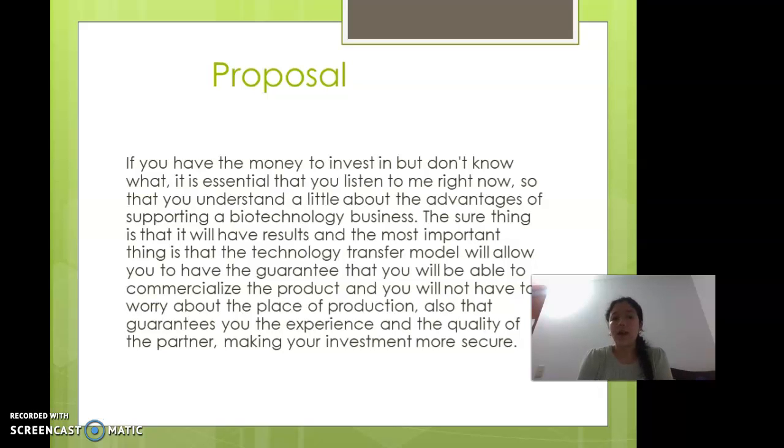Also, it guarantees you the experience and the quality of the partner, making your investment more sure.